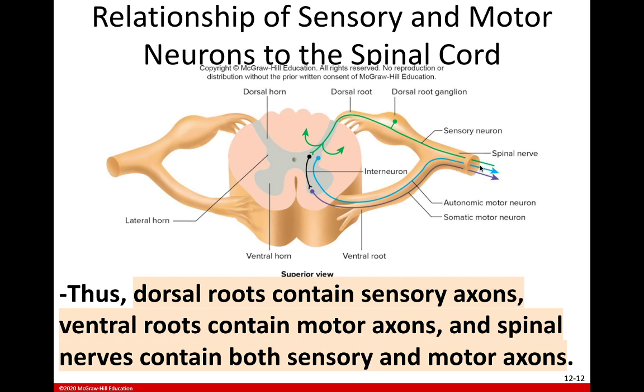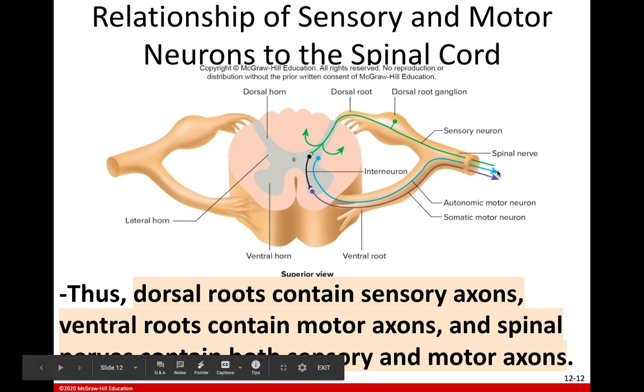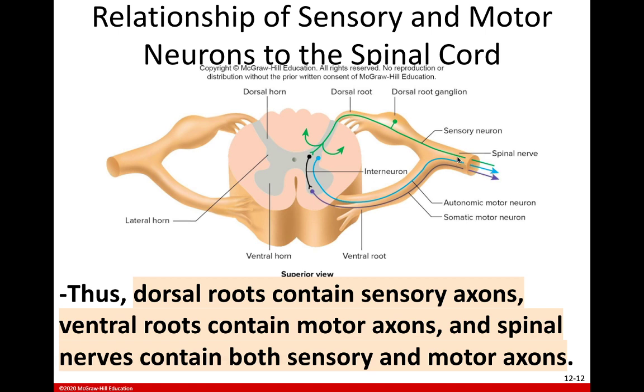Again, that's the blue line, that's the autonomic, and then the purple line here, that's the somatic, innervating your skeletal muscle, again, for a response. So what we see here is that our spinal nerve contains both sensory neurons and motor neurons. So spinal nerves actually carry information to the brain and spinal cord and away from the brain and spinal cord.